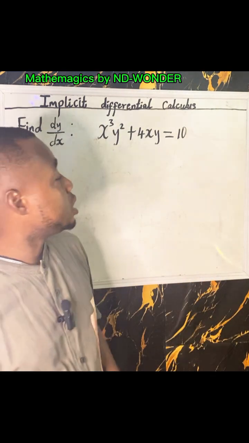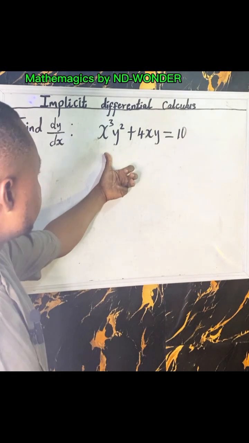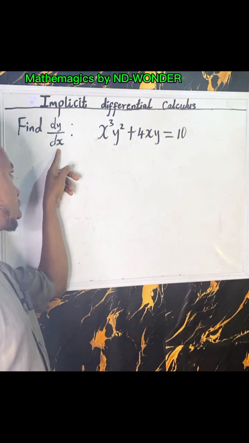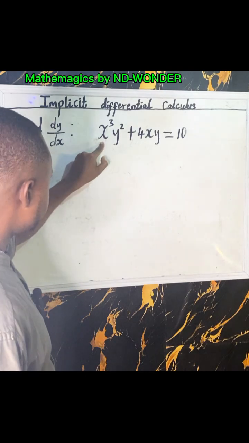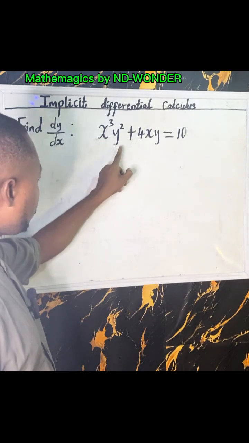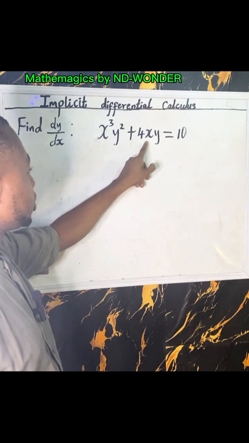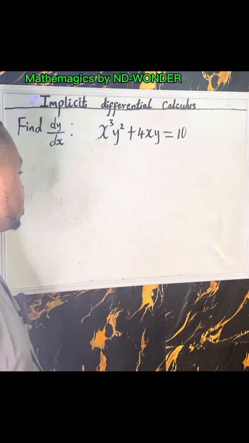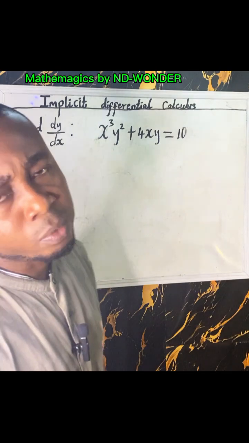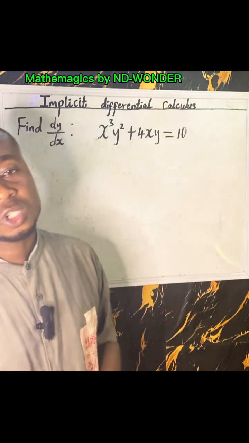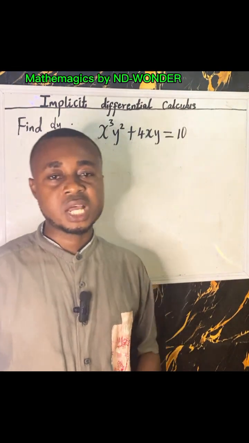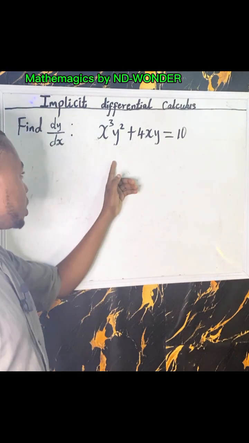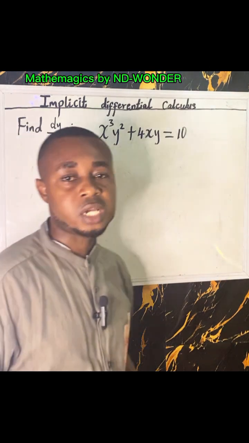Without wasting your time, here is a question given, and we have to differentiate this with respect to x. X cubed y squared plus 4xy is equal to 10. And we have to differentiate this without using maybe your product rule to make this solution very fast and precise. I will encourage you to differentiate this one after the other. And there are some hints you need to take note of.